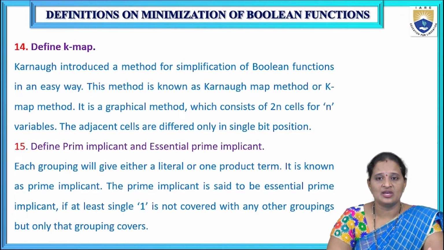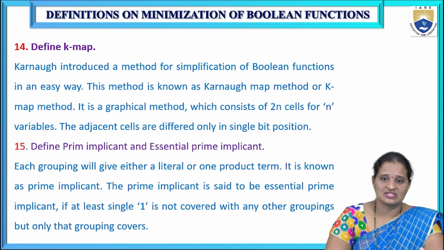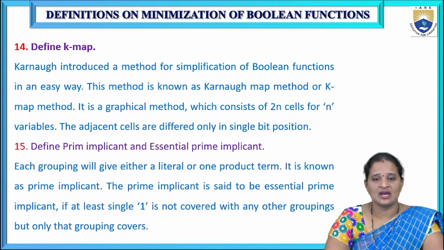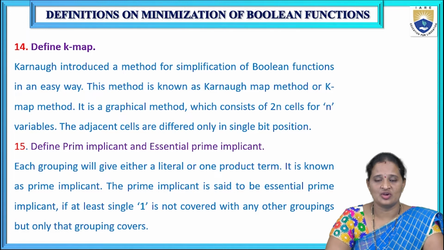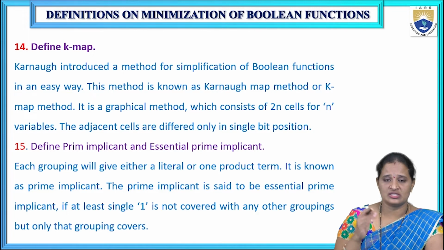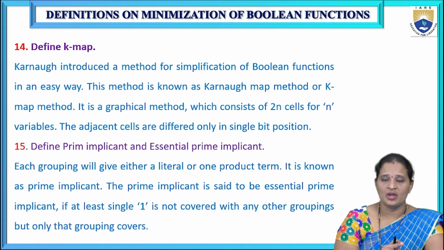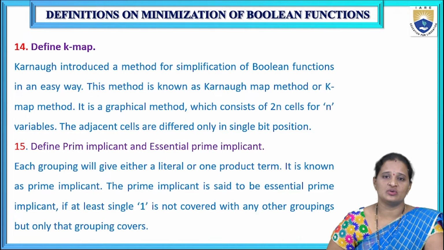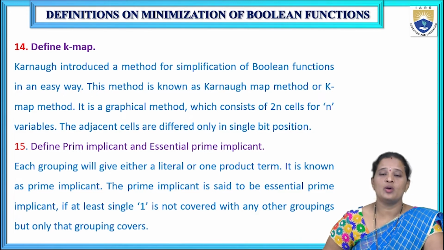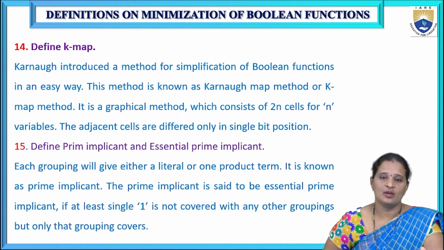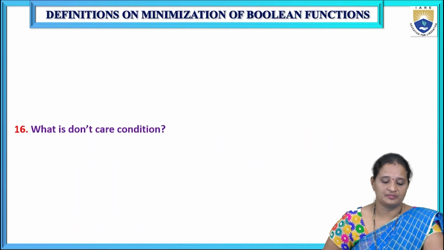So the prime implicants which can only cover a single min term or max term, which no other group is covering, are said to be essential prime implicants. That means if any 1 or 0 is covered by only one group, the prime implicant written for that group is said to be an essential prime implicant. So a prime implicant is said to be essential if it can cover a min term or max term in a K-map that no other prime implicant covers.